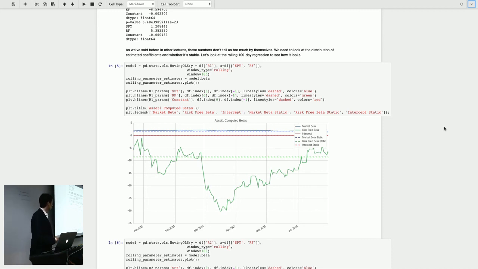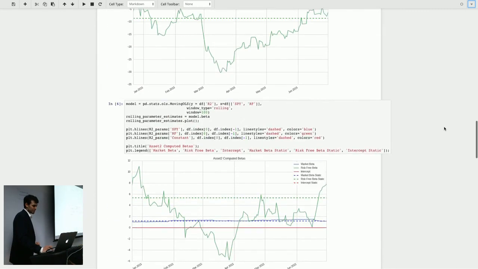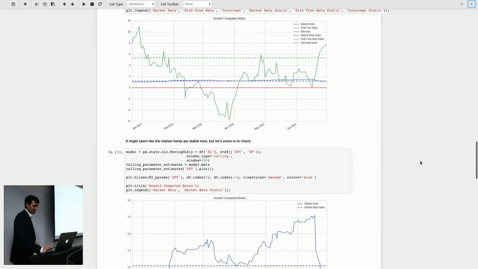Okay, what if we zoom in on the blue line? Anybody gonna change their minds? I'll take bets. So this is just the same plot for the second asset, but let's zoom in on the blue line.